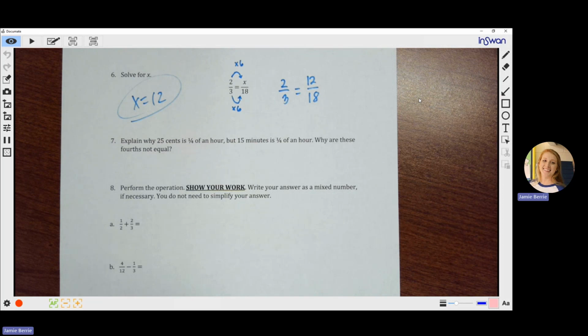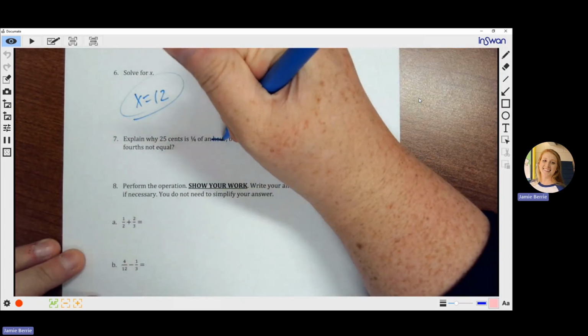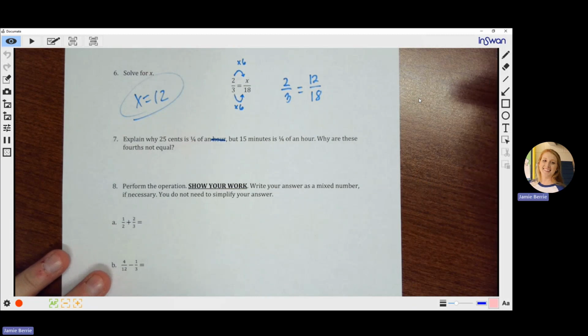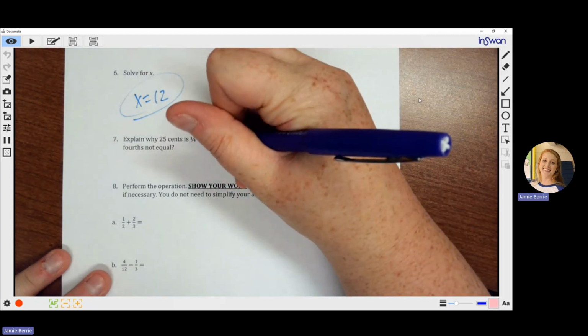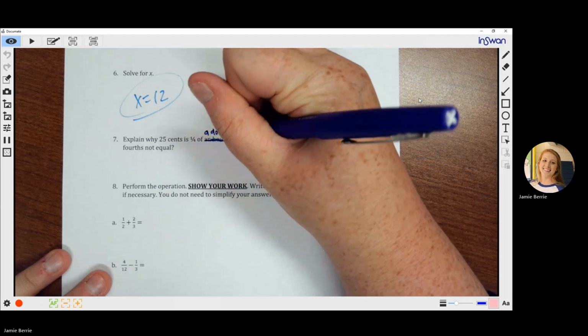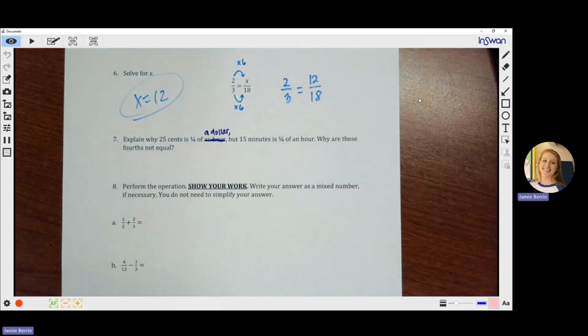Number 7 says, explain why 25 cents. I've got a typo in here. I'll fix this on your copy of the test, but this should say $1. So explain why 25 cents is 1/4 of $1, but 15 minutes is 1/4 of an hour. Why are these fourths not equal?